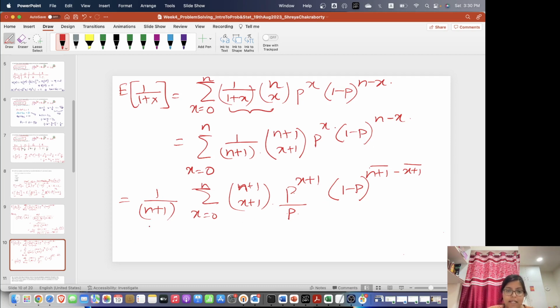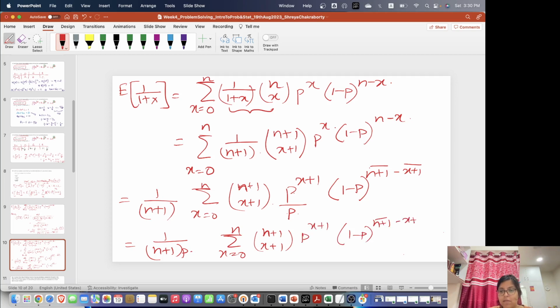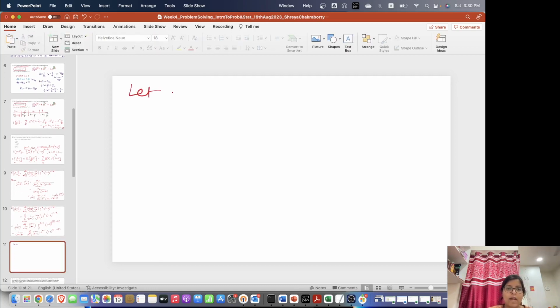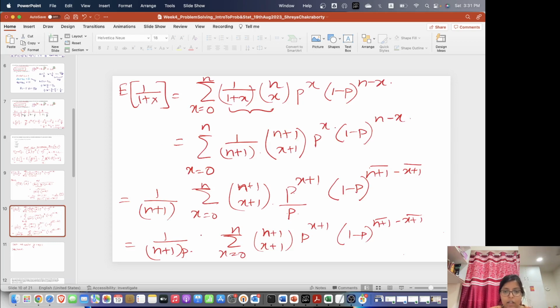This p I can take it out and I can write it as 1 by n plus 1 into p, summation x equal to 0 to n plus 1 c x plus 1, p to the power x plus 1, 1 minus p to the power n plus 1 minus x plus 1. Okay, now let me write y equal to x plus 1. So from here we have y equal to x plus 1.